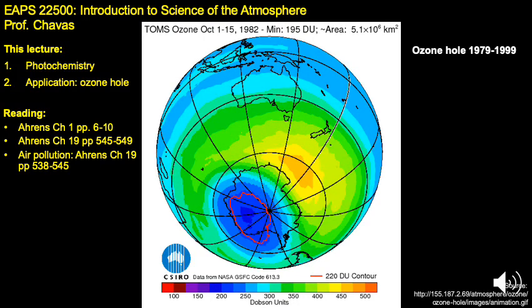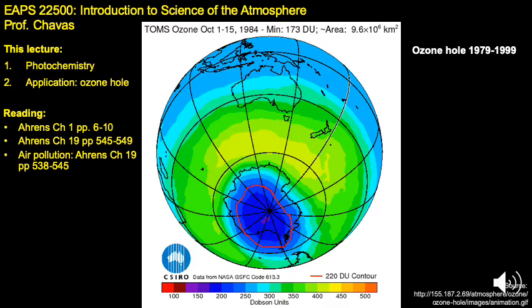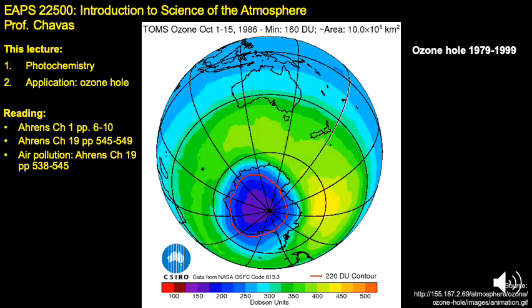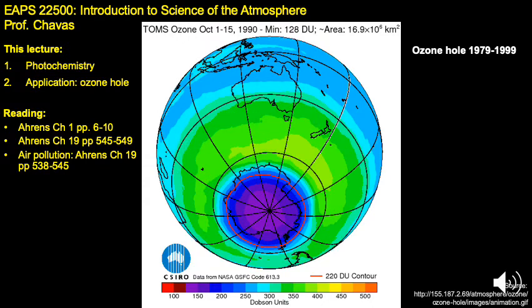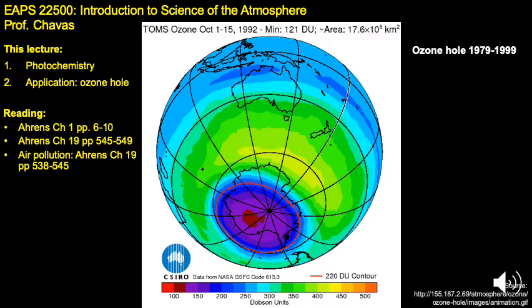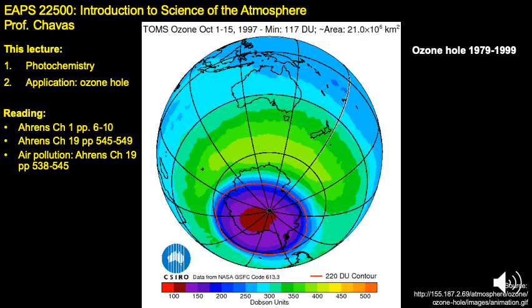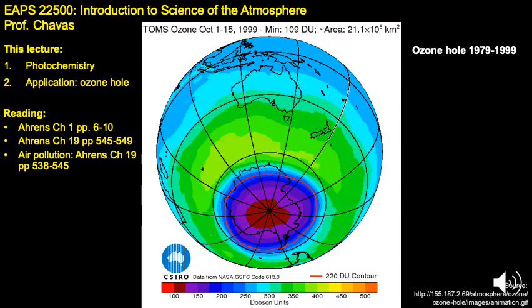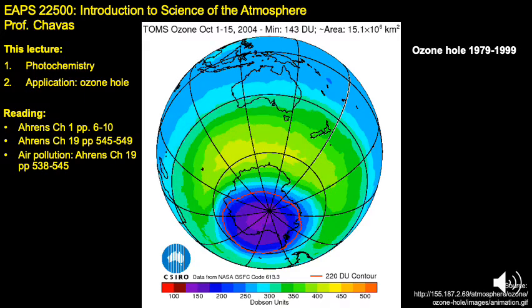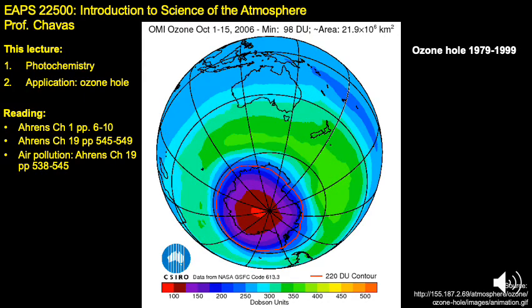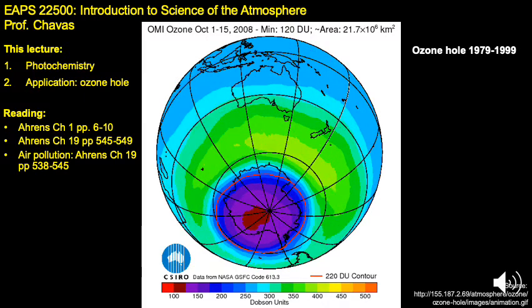All right, so this lecture is going to give a very brief introduction to the topic of photochemistry with an application to the stratospheric ozone layer and what's known as the ozone hole, which hopefully many of you have heard about at some point in your life. So the reading, there are a few different readings in Aaron's that I recommend, since obviously in this class we're really only going to be able to touch on atmospheric chemistry relatively briefly.